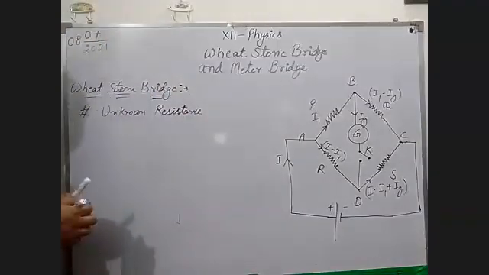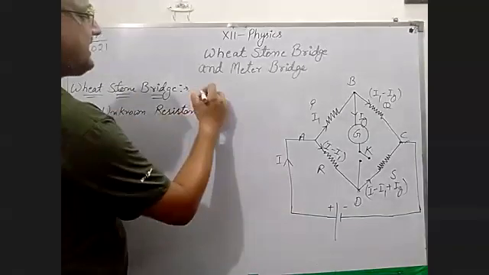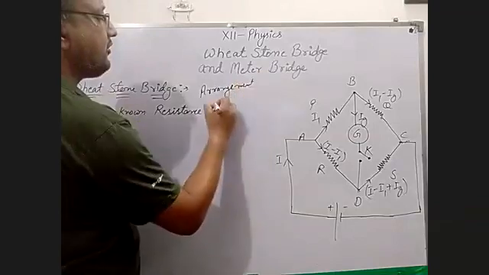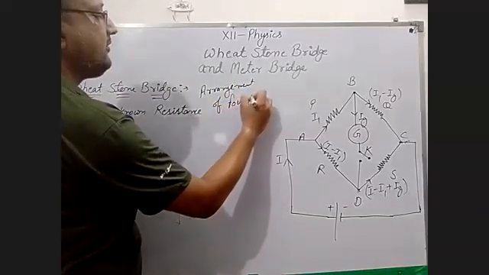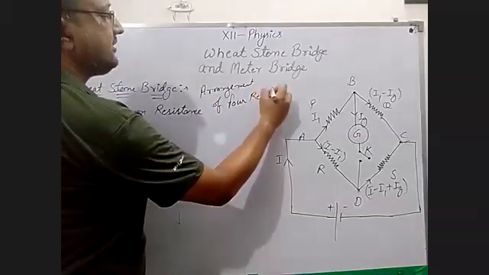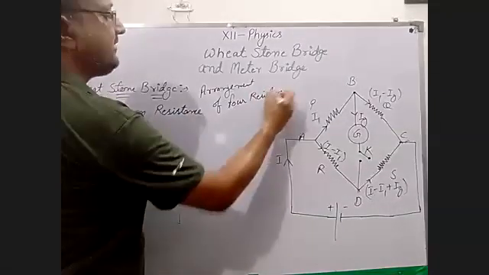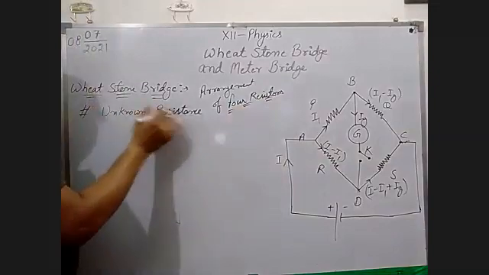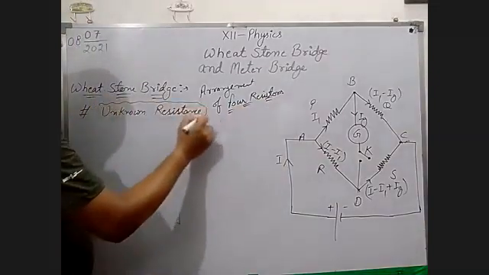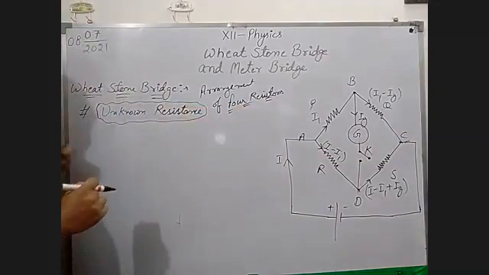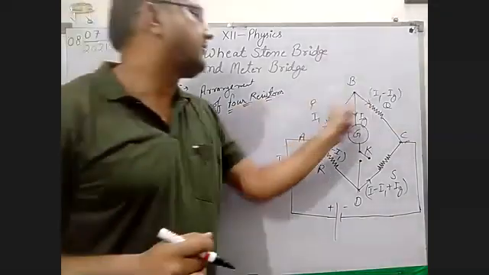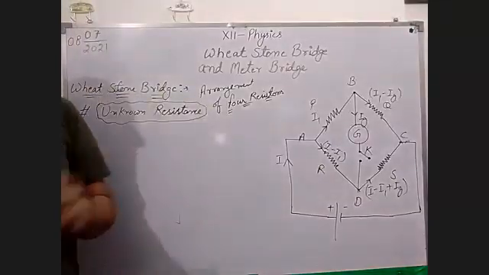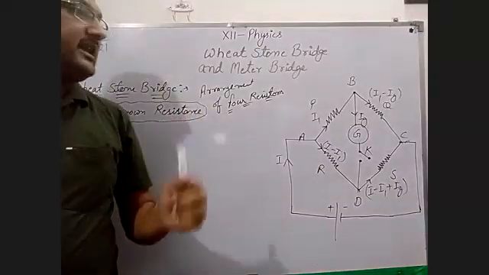Wheatstone bridge is what? Wheatstone bridge is an arrangement of four resistors in which one unknown resistance can be determined. If you have an arrangement of this P, Q, R, S like this, there is also a balance condition. One word is there: balance condition.